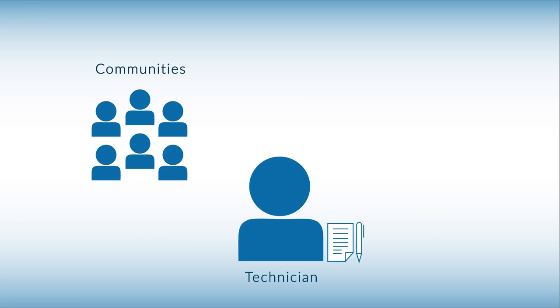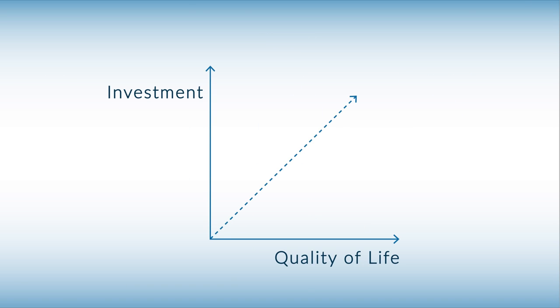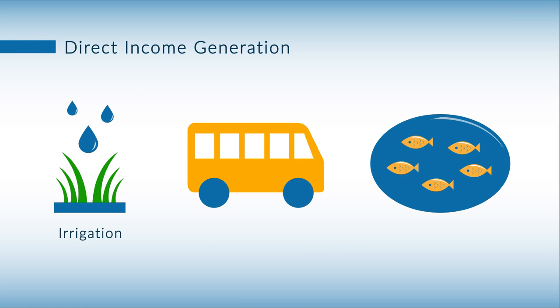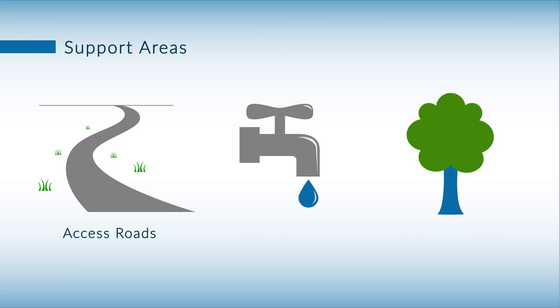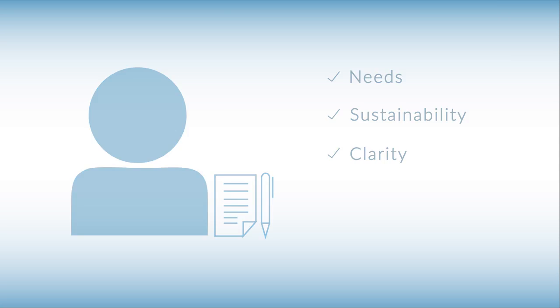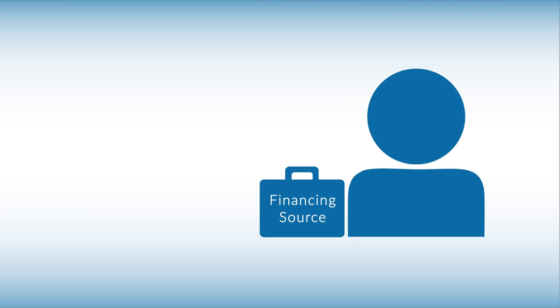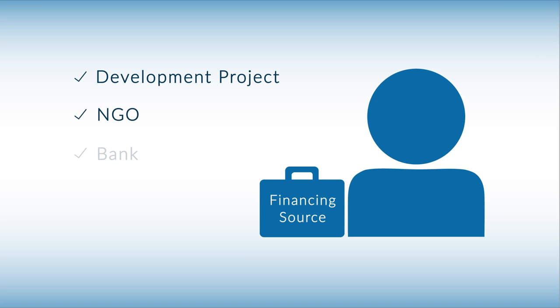Rural Invest is designed to assist national technicians working with communities, groups, or individuals who wish to improve their quality of life through local-level investments, whether in activities which will directly generate income, such as irrigation, transport services, or fish farming, or in support areas such as access roads, water supply, or reforestation. Rural Invest helps field staff to ensure that all investment proposals presented by applicants respond to their real needs, will be sustainable over time, and will be clearly understood by the potential financing source, whether that be a development project, an NGO, or a bank.